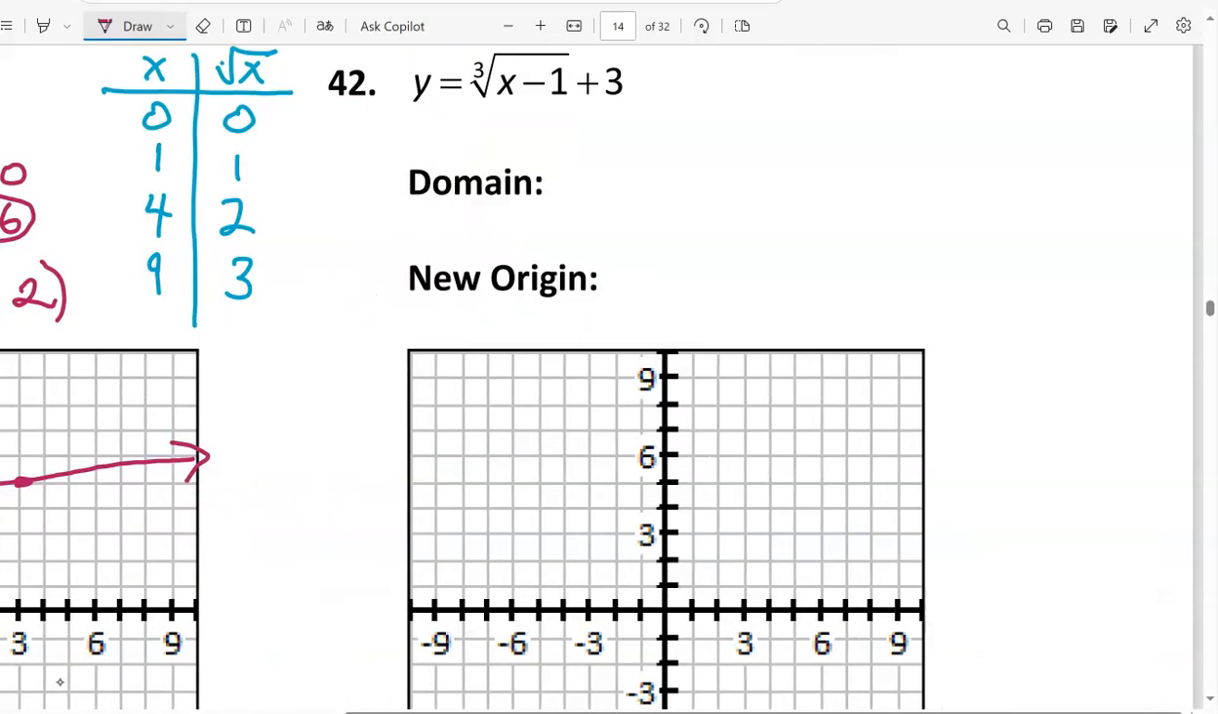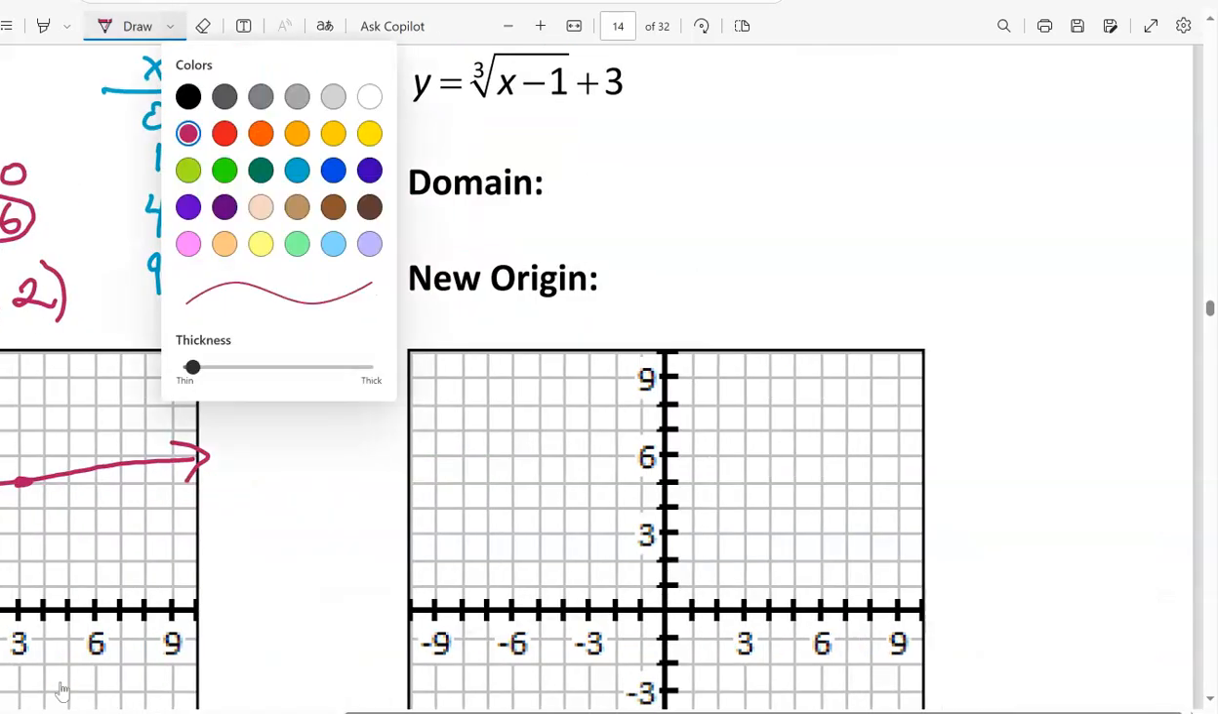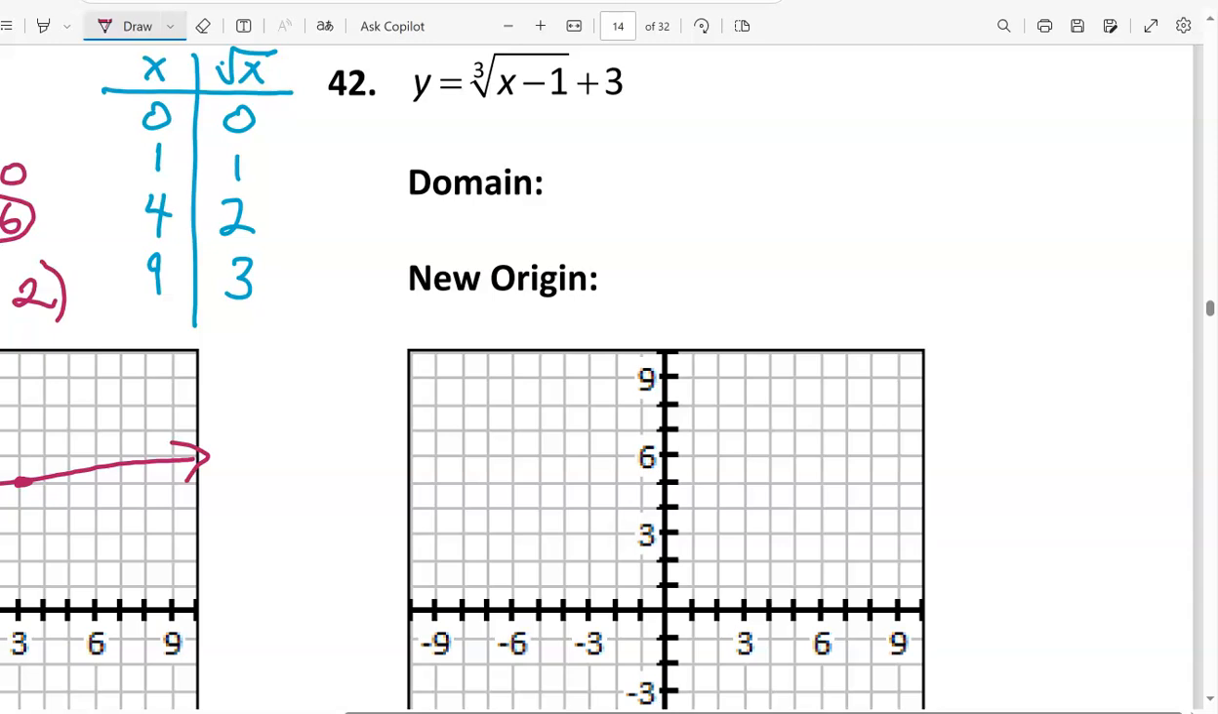In 42, this is a similar type of question because it's a cube root function, but the only other operations other than cube root are subtraction and addition. That means it's just a translated function, so we can just translate over the new origin and graph the parent function. So the domain here, however, is all real numbers because a cube root of any real number is another real number. That is to say that we can take the cube root of a negative number. So there are no restrictions on the domain here.